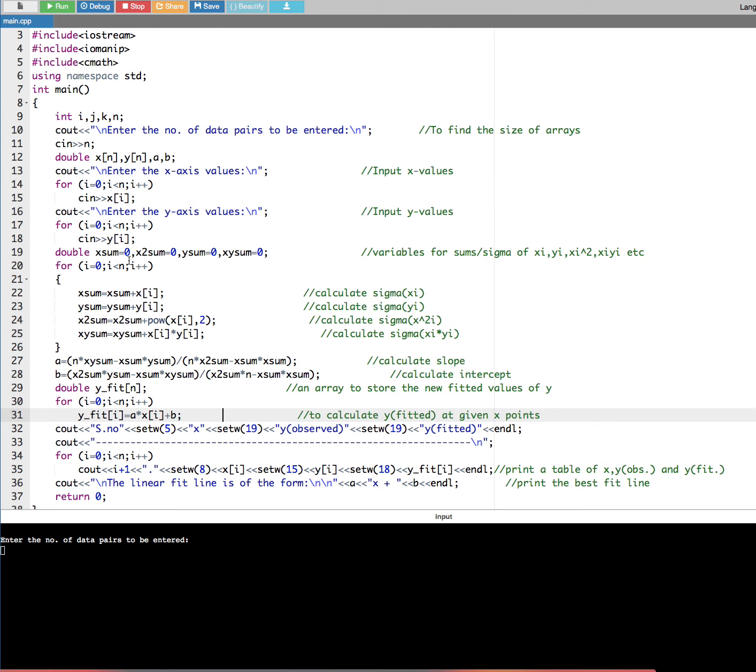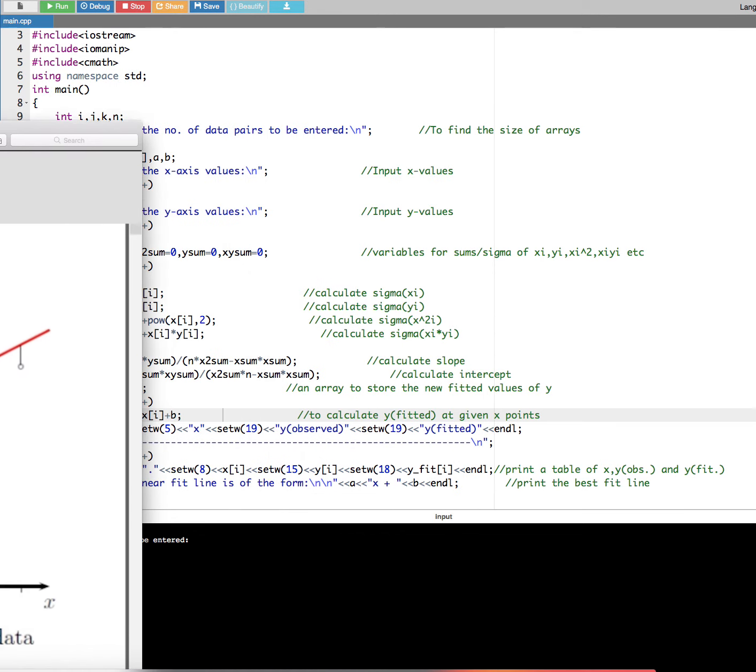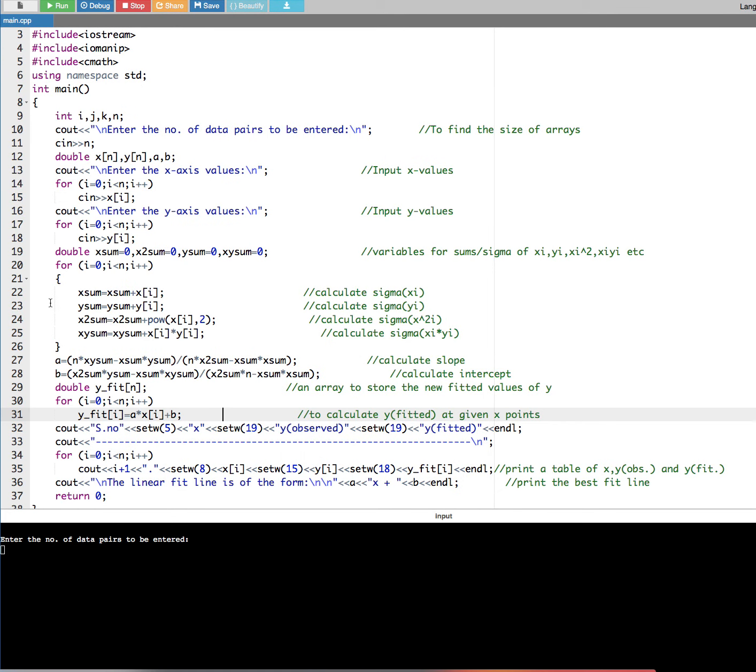In order to do this, we have to introduce these things: x sum, which means sigma x square, sigma y, sigma xy. If you look at our equation, sigma y, sigma x square, sigma x, sigma xy. We need all of these 4 things in order to do this problem. Okay, now let's look at the next part.